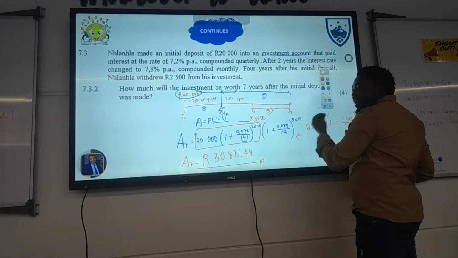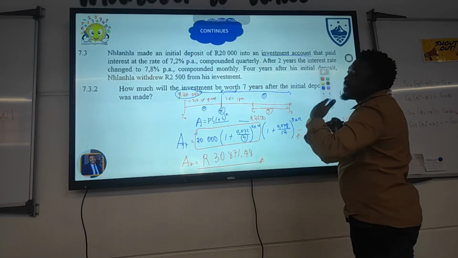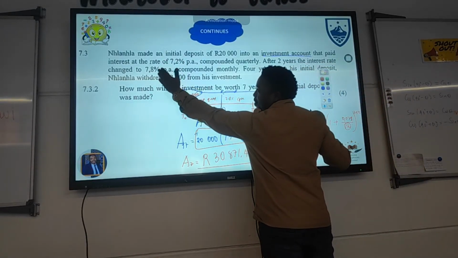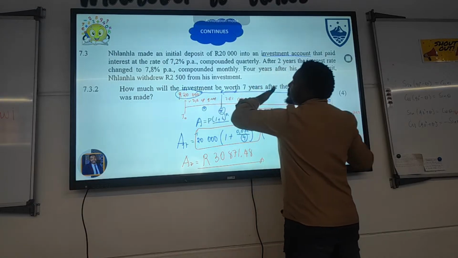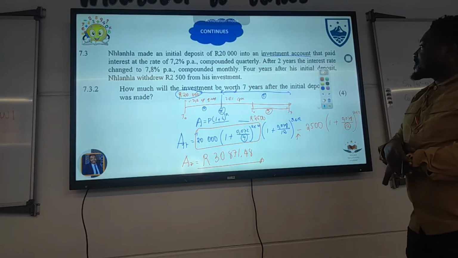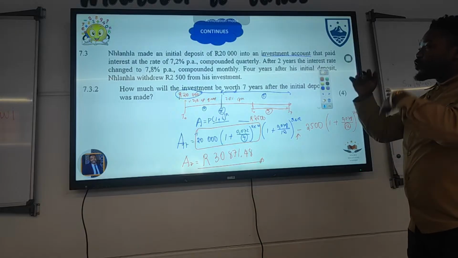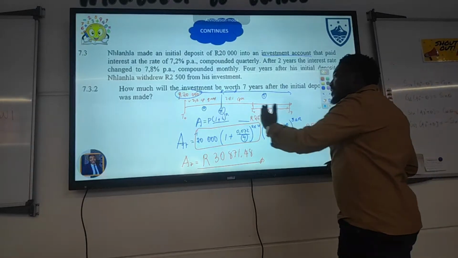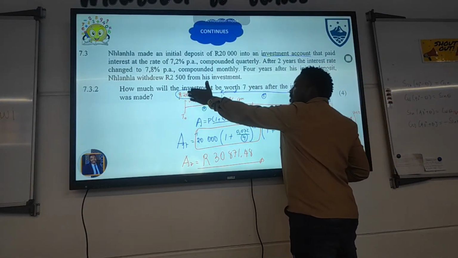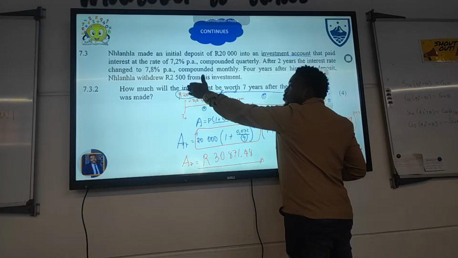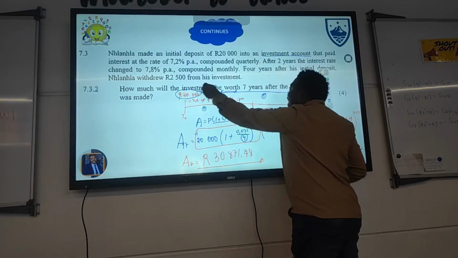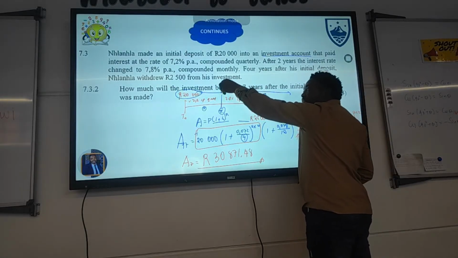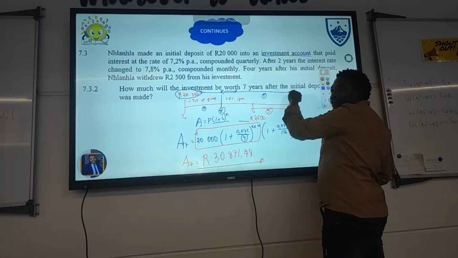You can do them separately, but I like to do them in one line, so in case the examiner asks, after 7.3.1, we have 7.3.2 and say, how much would the investment be worth after 7 years, after the initial deposit was made? So that you don't have a lot of steps, you can just do it in one line. As soon as there is a deposit, whatever amount that you are depositing, take it until the end. Whatever amount that you add again, if you add another amount this side, take it until the end of the investment.